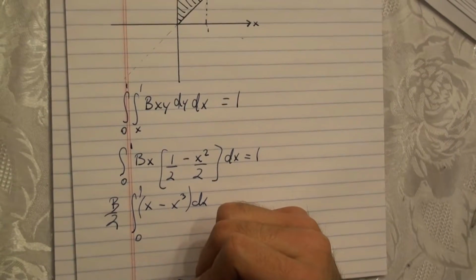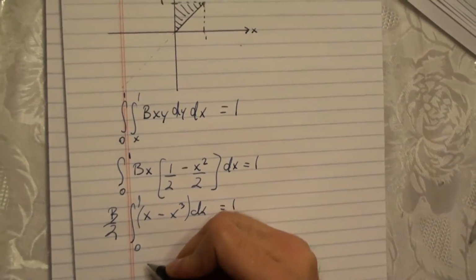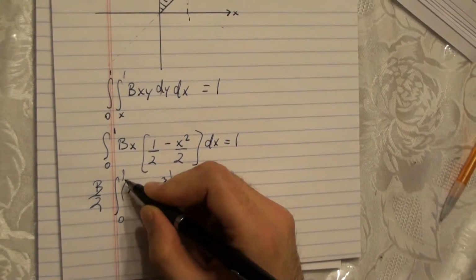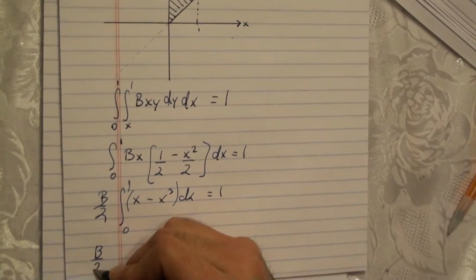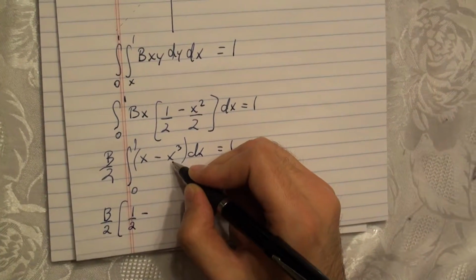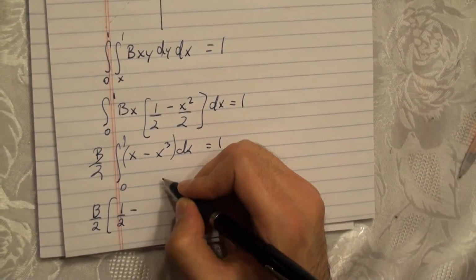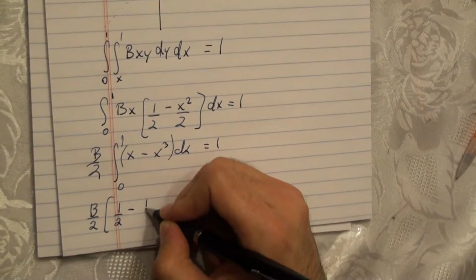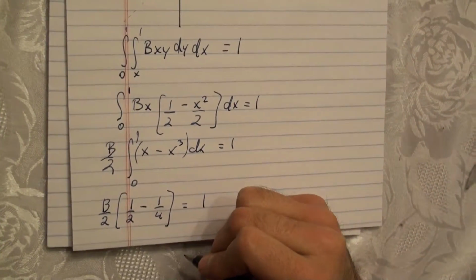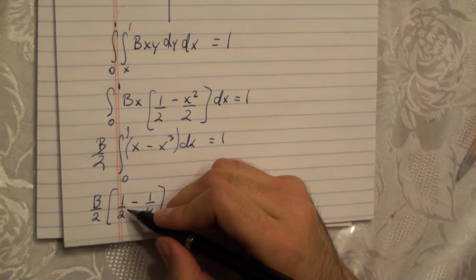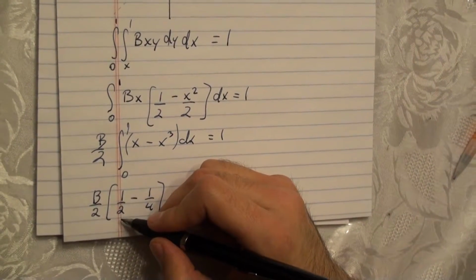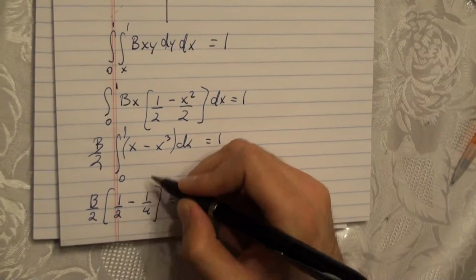So now, and this has to be equal to 1, we're going to get x squared over 2, evaluated from 0 to 1. First we have the constant here. This guy is going to give me 1/2 minus, the integral of x cubed is x to the 4th over 4, evaluated from 0 to 1, so it's just going to give me 1/4. And this is supposed to be equal to 1. So 1/2 is the same thing as 2 over 4. 2 over 4 minus 1 over 4 is 1 over 4.